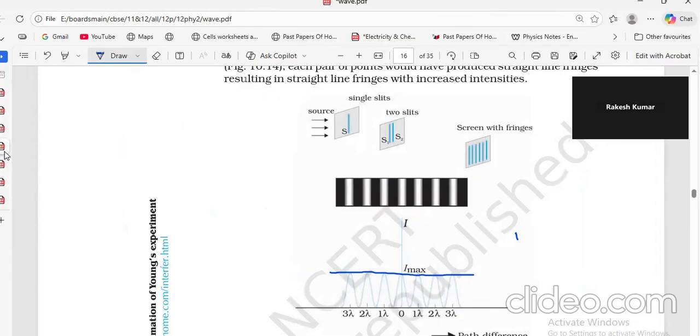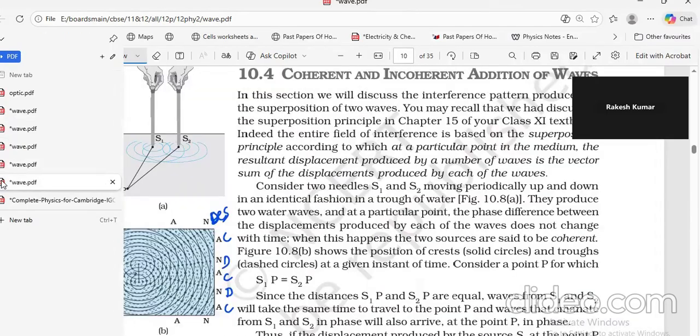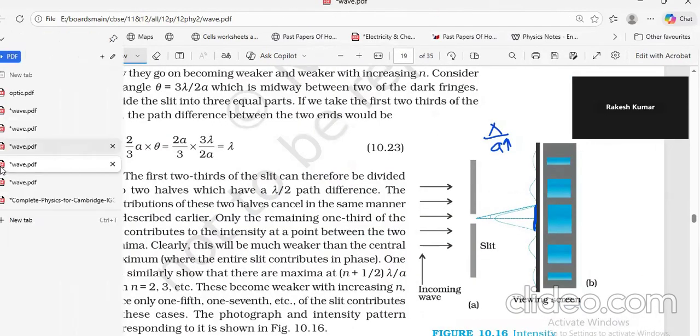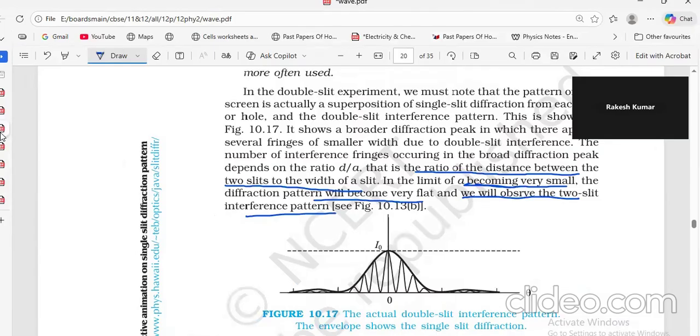If both the slit sizes are very small, then you will get this pattern. And if you increase the size, then this is the diffraction. So if a is more, this is what you will get: more of diffraction, less of interference inside. And if you reduce a, then you will get more of this. The diffraction pattern will become flat, and more of interference will happen.